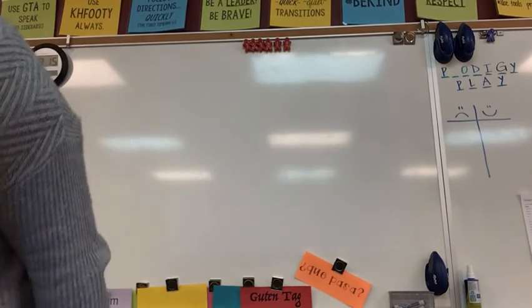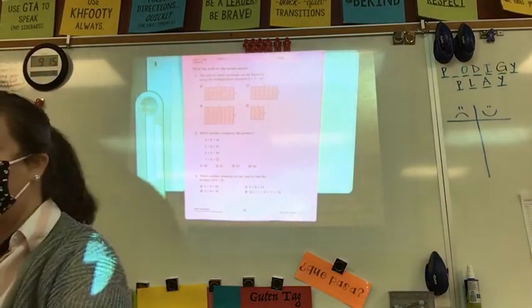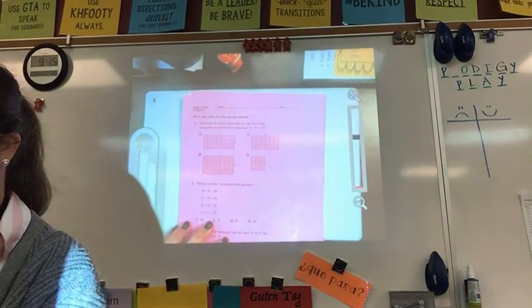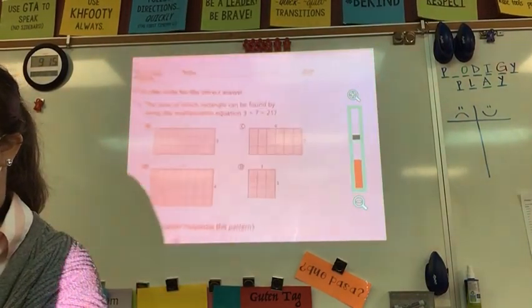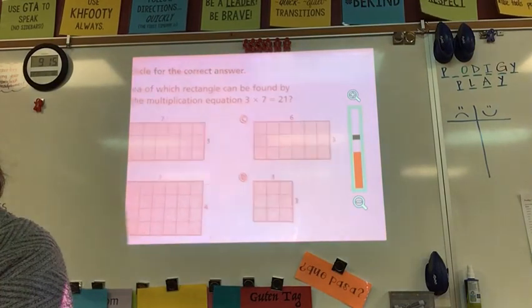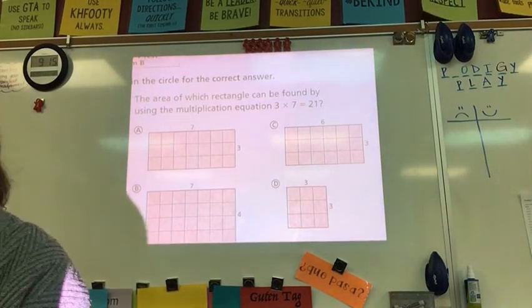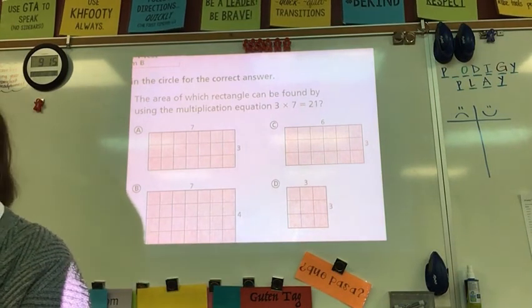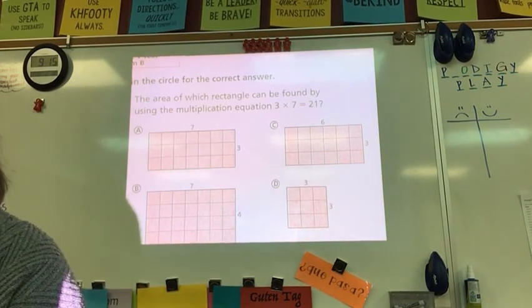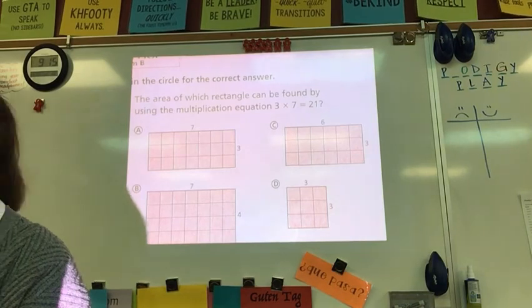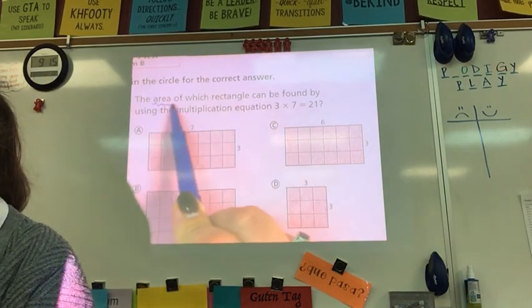Check it out. This first one is an area problem, and I know because there are pictures of area models and because, who can read number 1 for me? River. Bingo. They literally said the area of which rectangle.